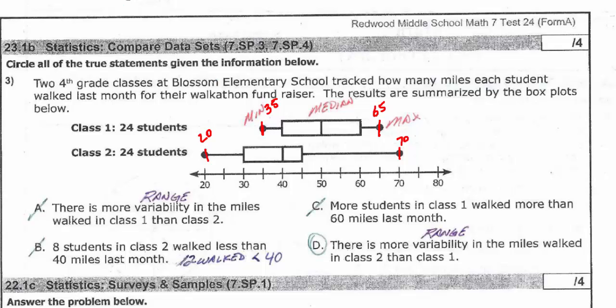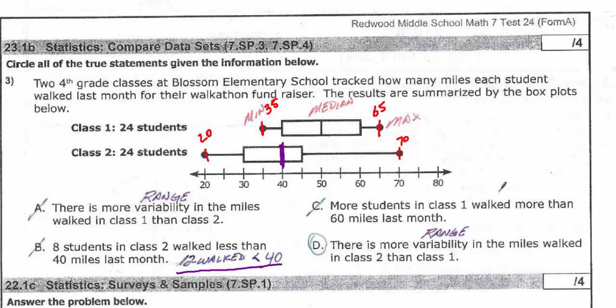Letter B, 8 students in class 2 walked less than 40 miles last month. Well, here's class 2. Here's that 40 mark for class 2. And that's half. We know that this median mark in a box and whisker plot shows us where the halfway point is. So if there are 24 students in the class, this lower half, this less than 40, actually represents 12 students. So there are 12 students who walked less than 40 miles. Letter C.